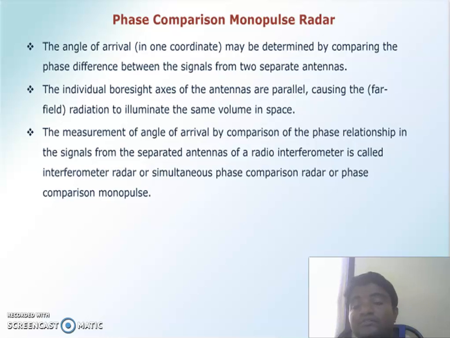In phase comparison monopulse radar, the phase difference between the echo signals coming from separate antennas is used for getting the angle error. That's why it is called a phase comparison monopulse radar.